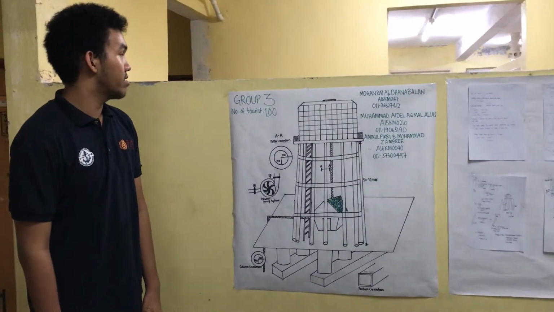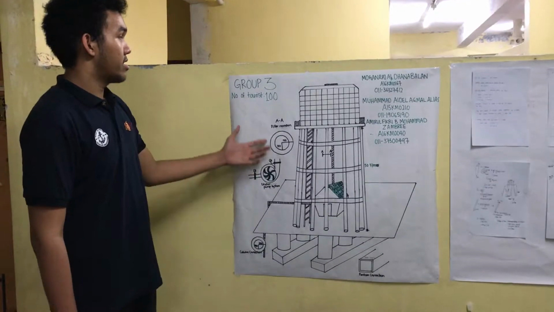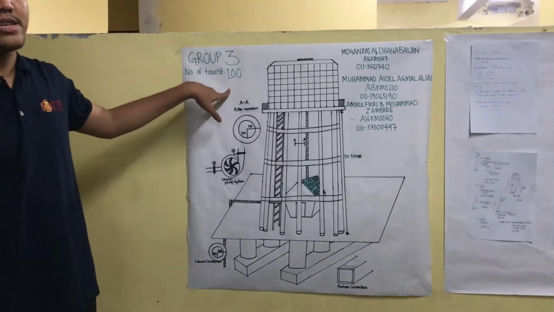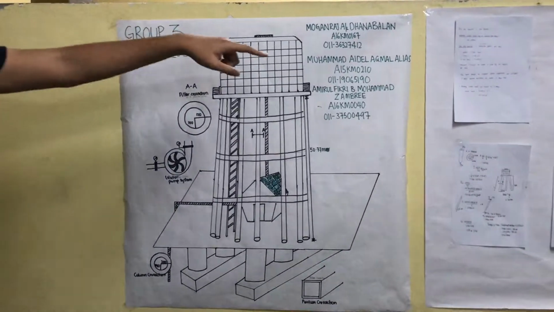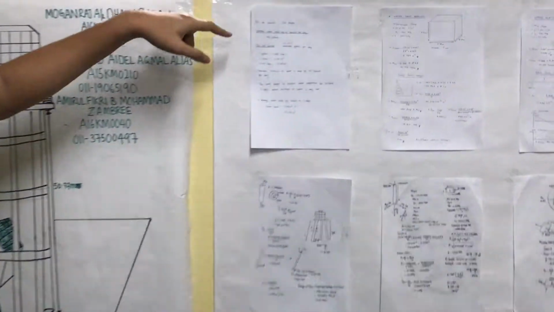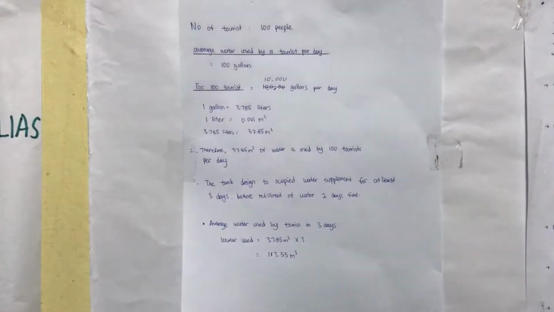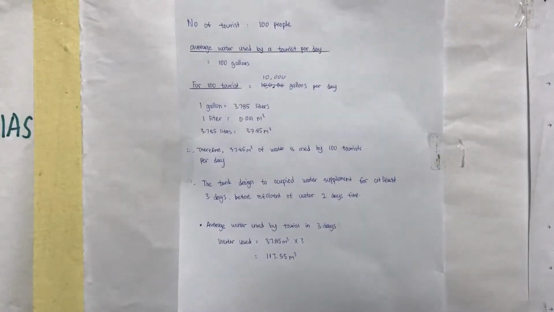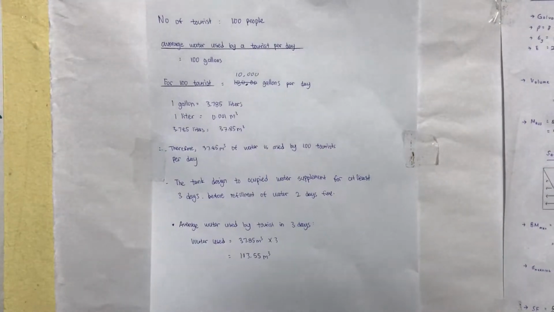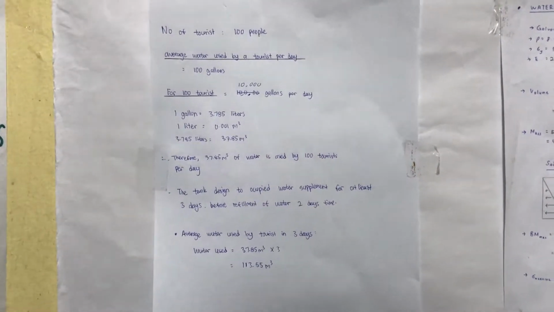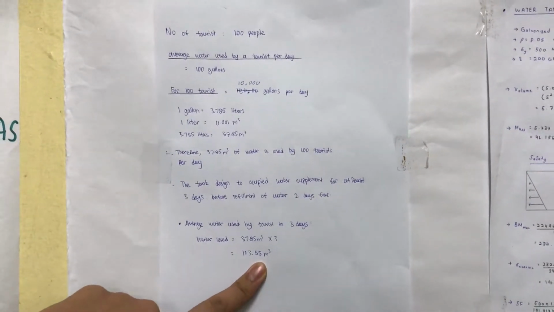We are required to accommodate water for 100 tourists for the span of 3 days. Moving on to our assumption, we found that the average usage of water per person is 100 gallons per day. When multiplied by the number of tourists, which is 100, and the number of days, we got that the volume of water used is 113.55 meter cubes.